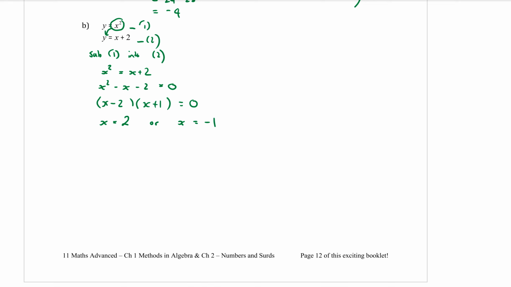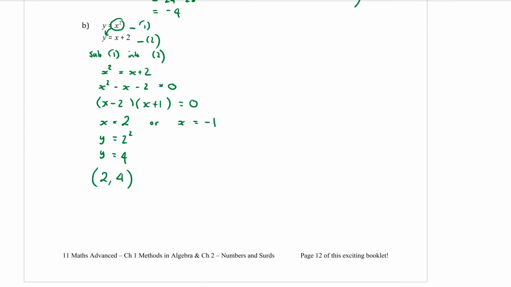Okay? Don't forget about the y values. Equation 1 or equation 2, where do you want to sub them? Equation 1, all right. So that means that when x is equal to 2 in equation 1, I would get 2 squared, which means y is equal to 4. Okay, that gives me a point. X is 2, y is 4.